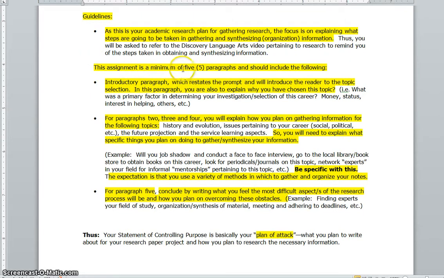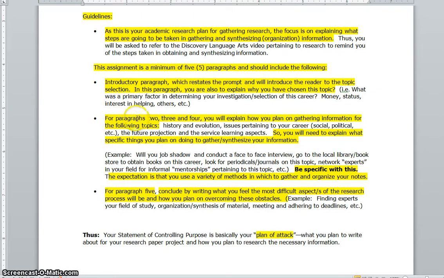This assignment is a minimum of 5 paragraphs and should include the following. Your introductory paragraph. This restates the prompt and will introduce the reader to the topic selection. In this paragraph, you're asked to explain why you have chosen this specific topic. Did you choose this career because you think it's going to make you a lot of money, or it's something that's a personal interest to you? It assists you in matching your skill sets. Why did you choose this topic?